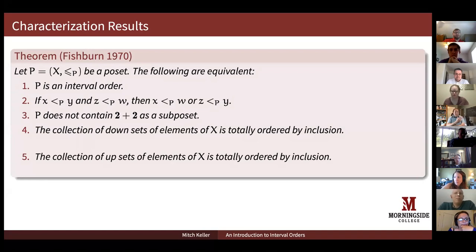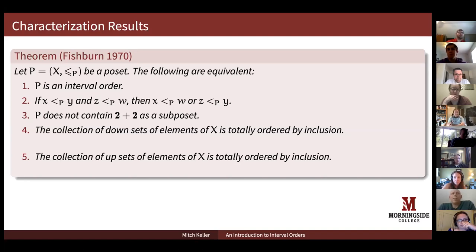So a poset is an interval order if and only if... His definition was actually not the definition I gave. His definition is number two here. That was his definition. But the critical thing right now is the only thing that you have to avoid to be an interval order is 2 plus 2. If you have that one picture we saw earlier, you're not an interval order. If you don't have it, you are.